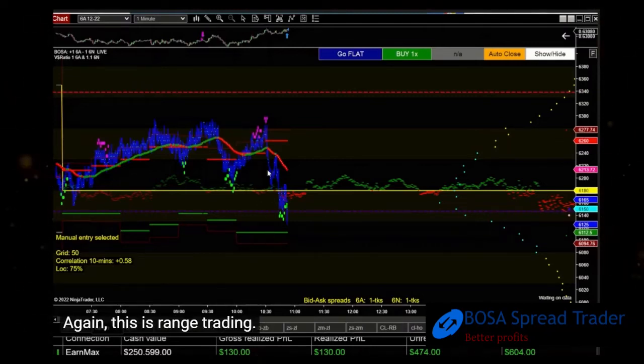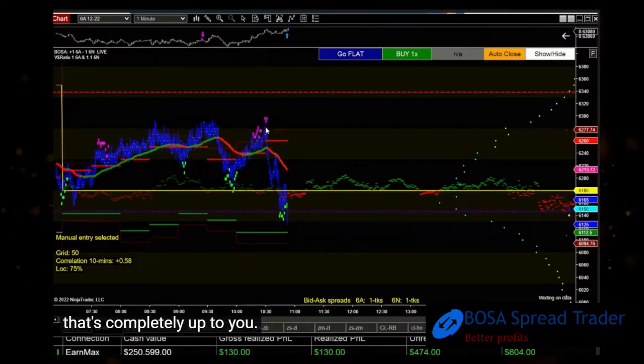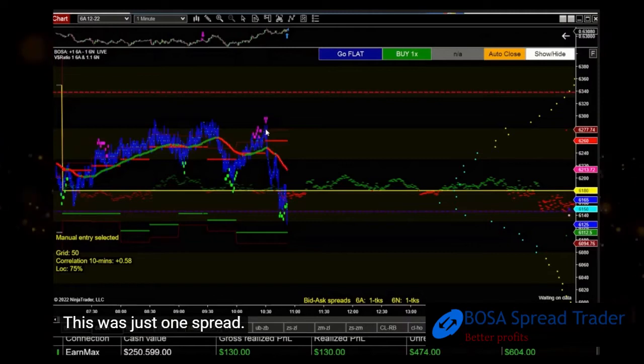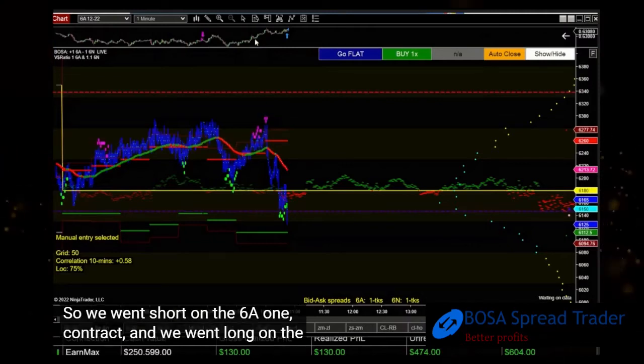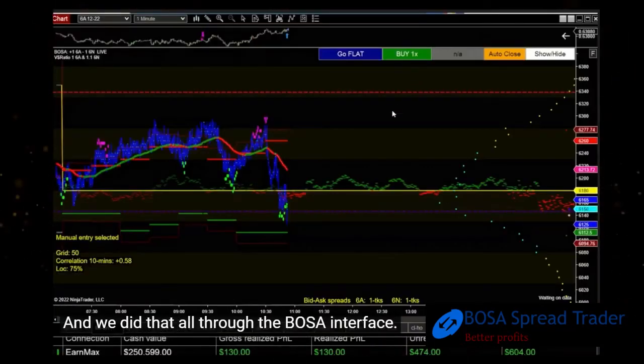Again, this is range trading. Now, many traders would load up on these contracts. That's completely up to you. This was just one spread. So we went short on the 6A1 contract, and we went long on this one contract, and we did that all through the BOSA interface.